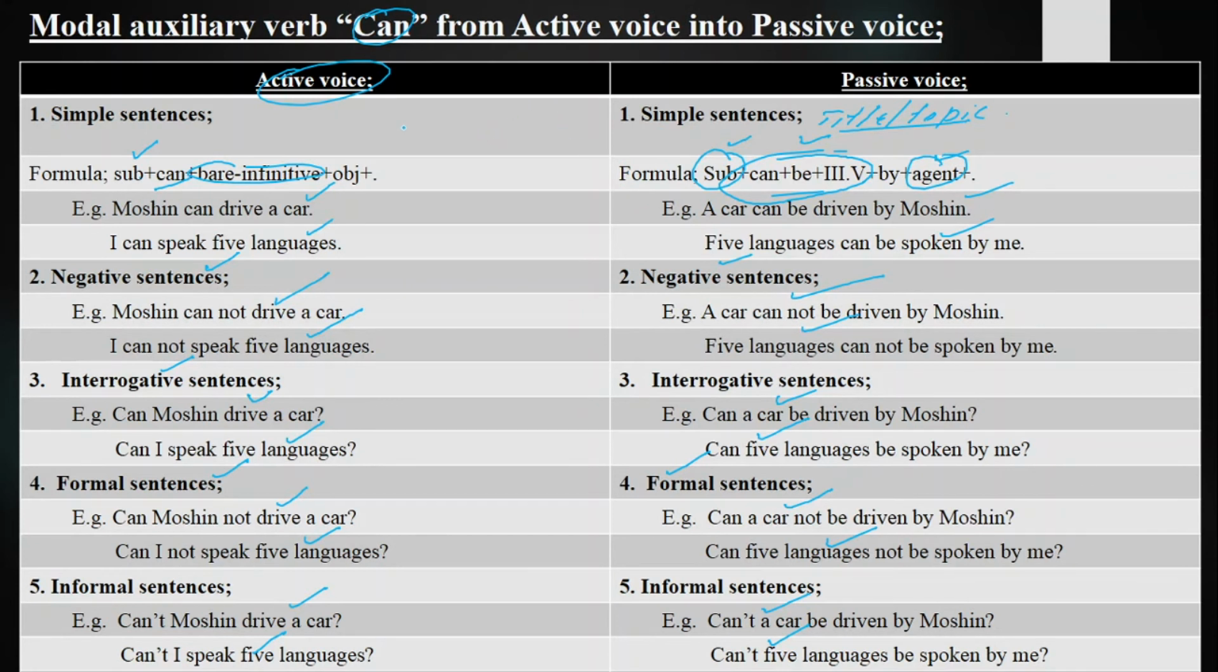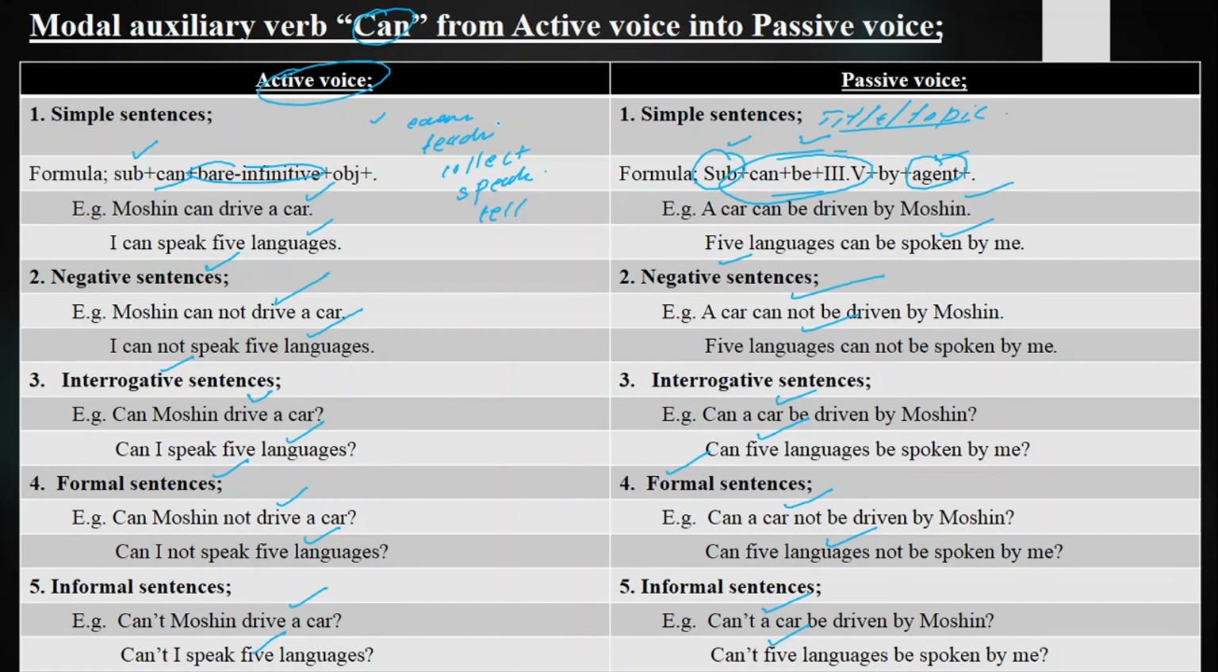Like I have the verbs: earn, teach, collect, speak, and tell. Let's make one active and all you will be changing into passive. He can earn money. Money can be earned by him. Money cannot be earned by him. Can money be earned by him? Can money not be earned by him? Can't money be earned by him?